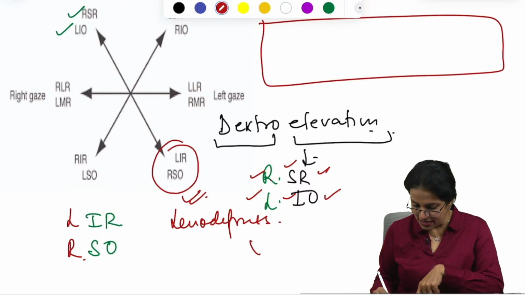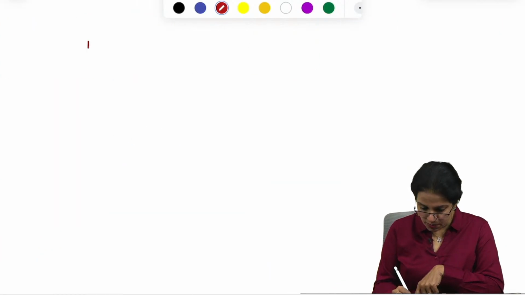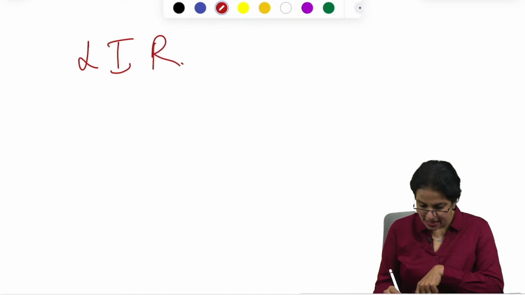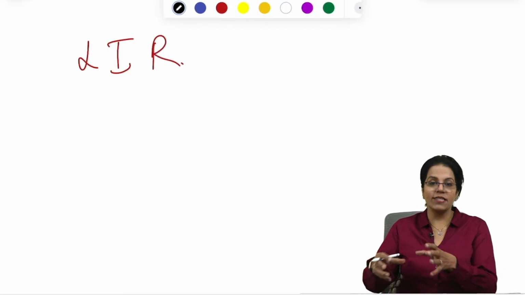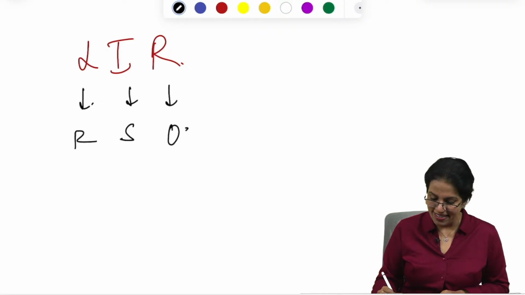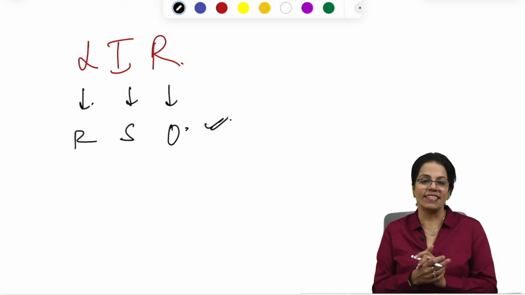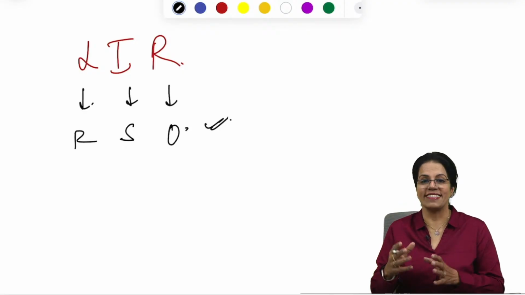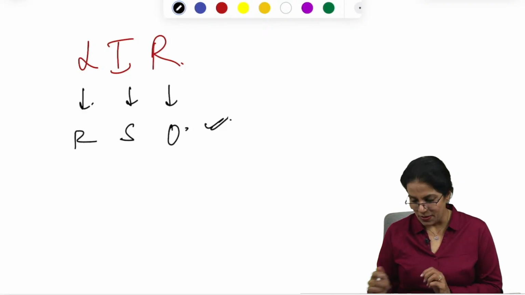So if I ask you, suppose I ask you what is the yoke muscle of left inferior rectus. If you don't have time to again think, just very quickly go ahead. Right का करो left, inferior का करो superior, recti का करो oblique. So this is the yoke muscle of left inferior rectus. So this is how we answer for vertical muscles. Right? Okay.